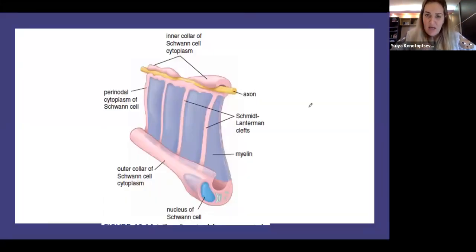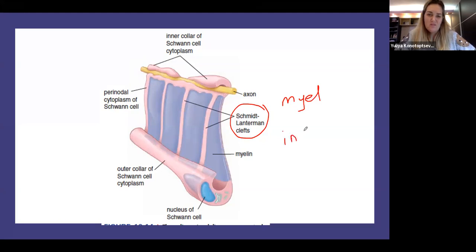There's something that they asked last year. It was this. Another name for this is a myelin incisure. I don't know how to pronounce it. Incisure.